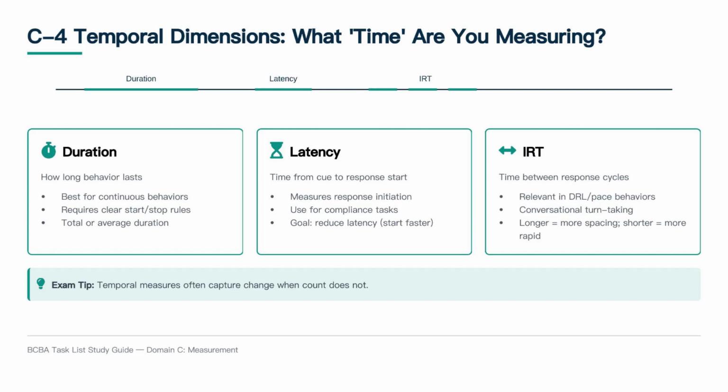Now shift to temporal dimensions. This is all about which time you're measuring. Duration is how long behavior lasts, latency is how long it takes to start after a cue, and IRT is the time between response cycles. The exam tip here is that time-based measures often show meaningful improvement even when simple counts don't change much.